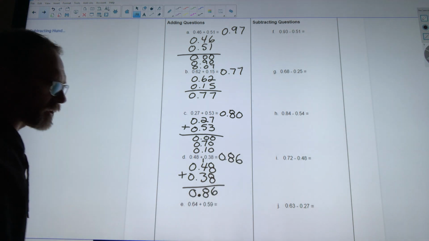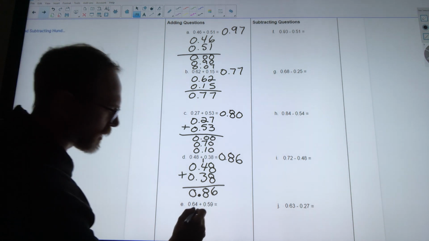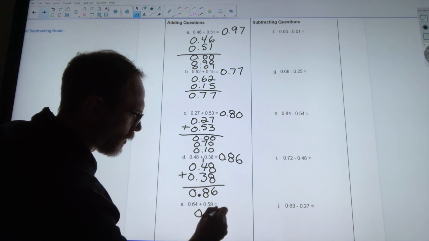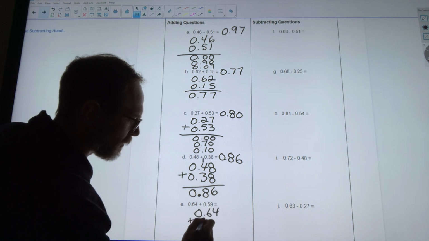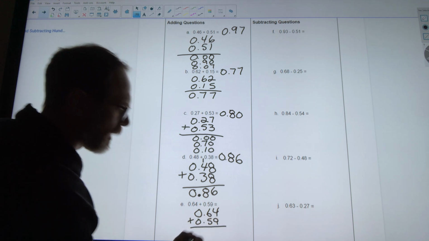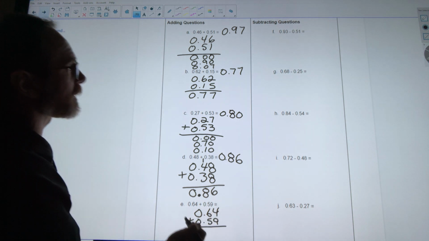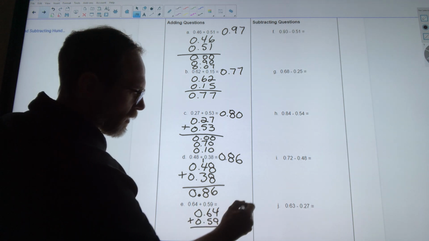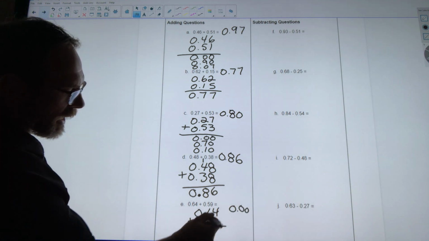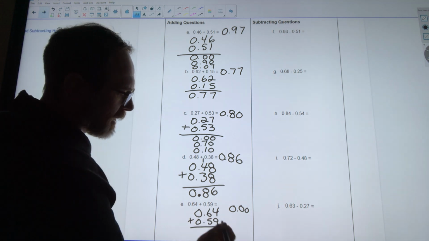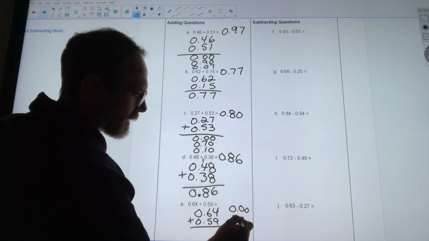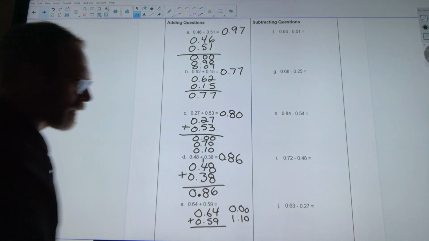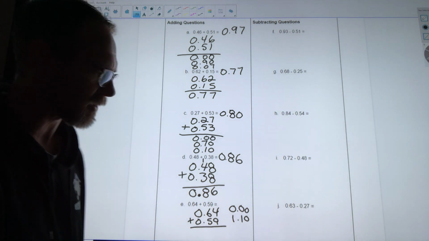And my last adding question, I'm going to do that count forward strategy one more time. So 0.64 plus 0.59. I'm going to just show the numbers over here because I'm a little bit out of space. So 0 and 0, that's 0. I'm going to put 0.00. 6 tenths and 5 tenths, that would give me 1.10, right? It's actually 11 tenths.